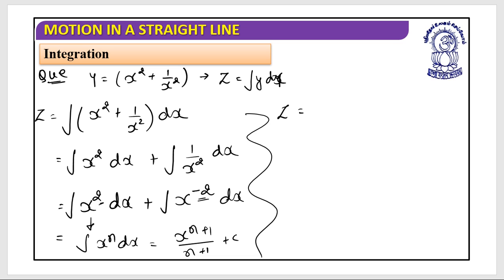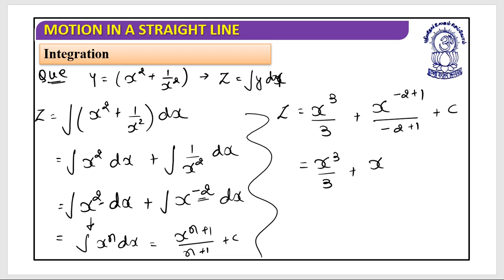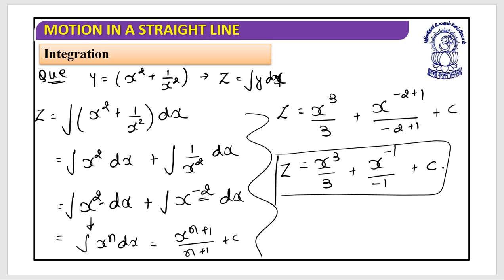So this z would be equal to x to the power 2 plus 1, which is 3, divided by 2 plus 1, which is 3, plus x to the power minus 2 plus 1 divided by minus 2 plus 1, plus c, obviously. So this should be x cube by 3 plus x to the power minus 1 divided by minus 1, plus c. This is it.